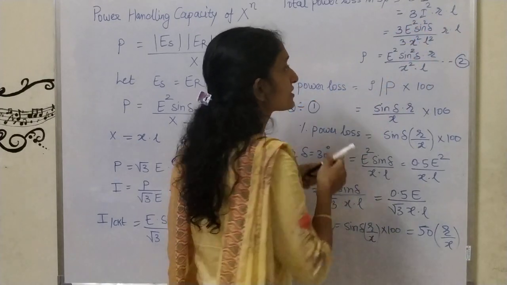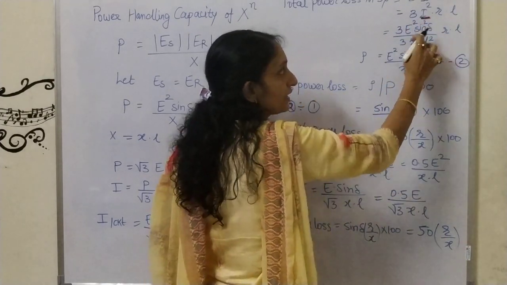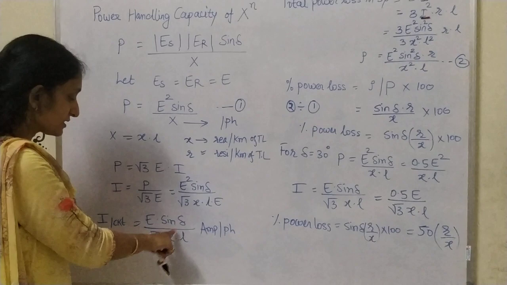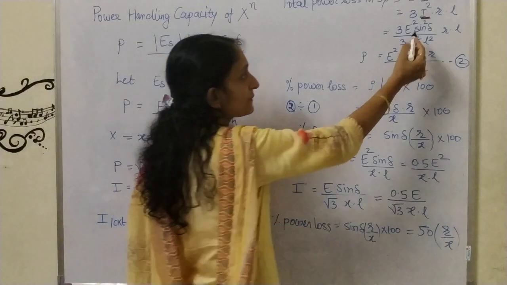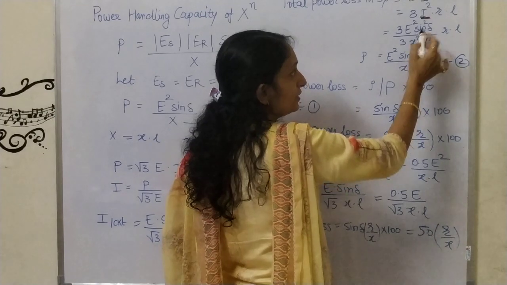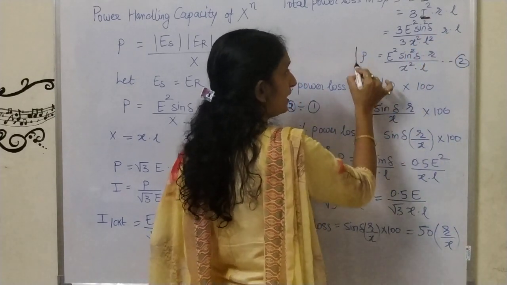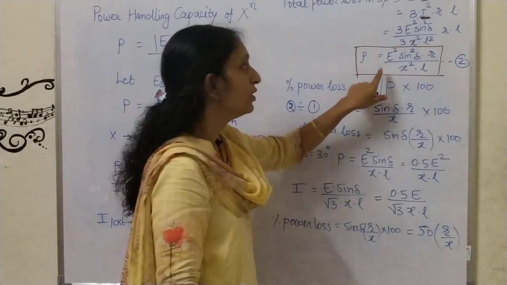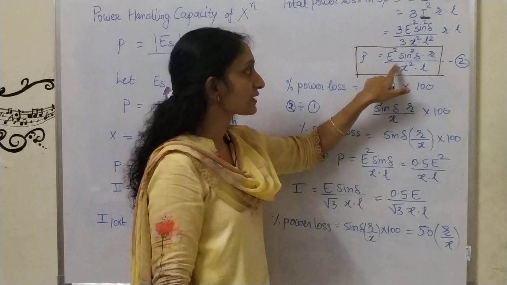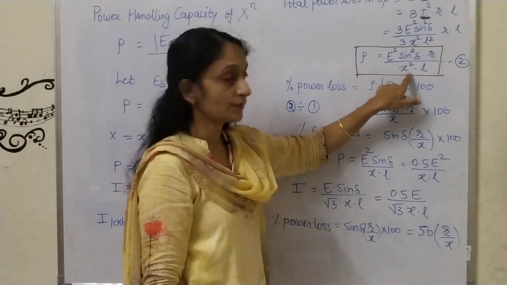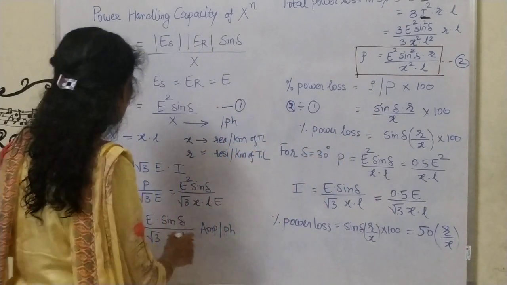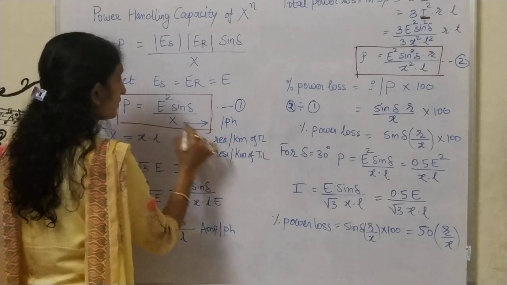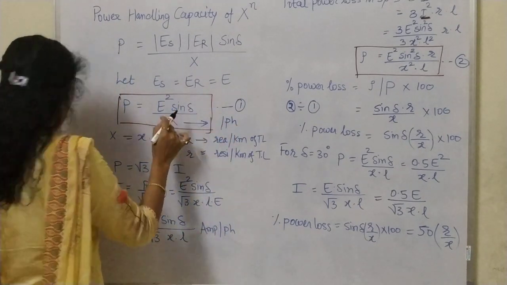Now substitute the value of I in this expression. Just now we have derived the expression for I, which is E sine delta upon root 3 x L. So I have substituted the value of I here. Some terms will get cancelled and the expression for power loss, P loss, is equal to E square sine square delta r upon x square L. So this is expression number 2. And expression number 1 is P is equal to E square sine delta upon X.